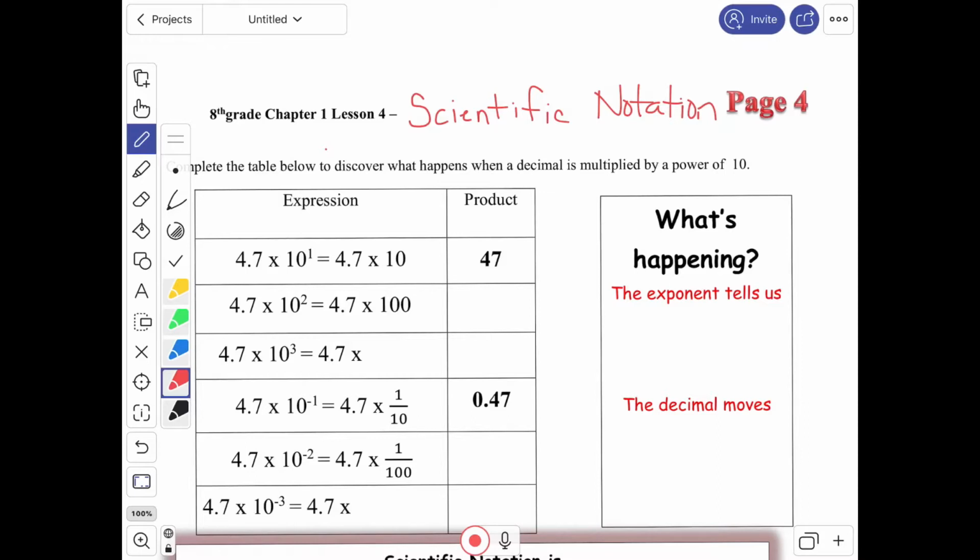So in the first example, it says 4.7 times 10 to the power of 1, which means 4.7 times 10. If we multiply 4.7 times 10, if it ends in a 0, I just put a 0 down and then multiply by the 1. It's got one decimal space in the problem, so I need to move it one space over. That's how they got 47.